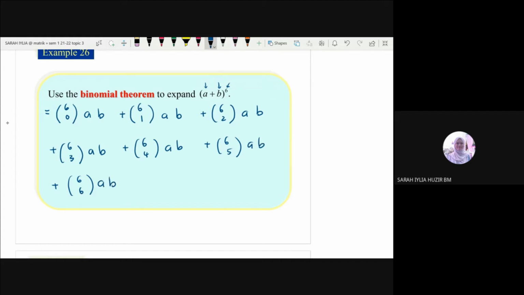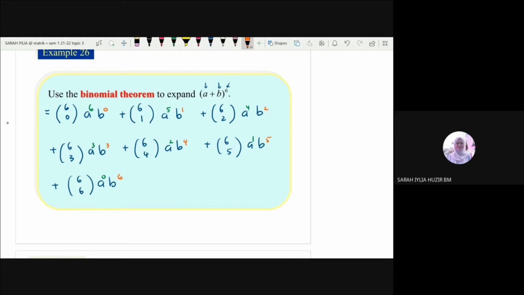Okay. After that, kita ikut rule tadi. A akan start dengan highest power. So A akan 6, 5, 4, 3, 2, 1 and then 0. B akan start dengan lowest power. Dia akan go the other way around. So dia akan start dengan 0 and then increase one by one. 1, 2, 3, 4, 5 and 6.